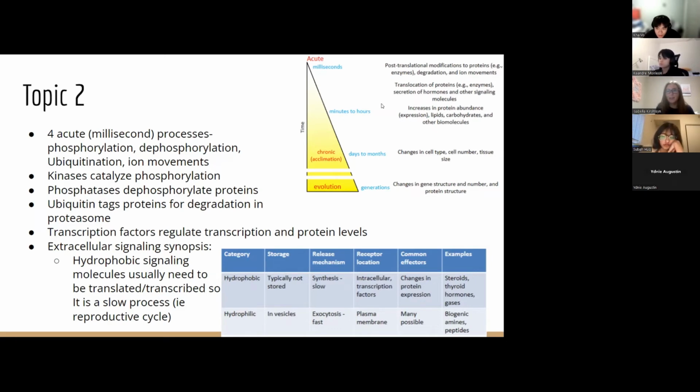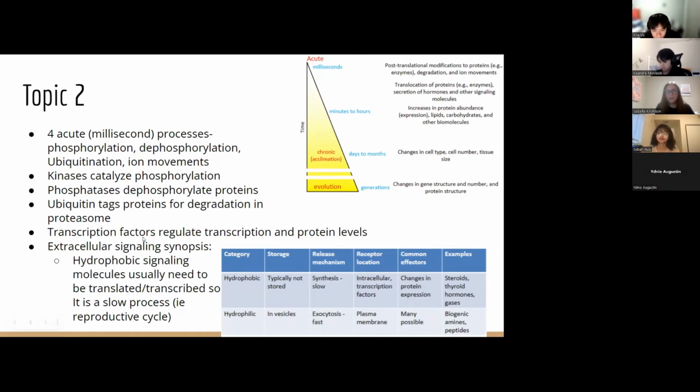And then minutes to hours is to increase protein abundance, lipids, carbohydrates, and other biomolecules. Things that take days to months are changes in cell type, cell number, and tissue size, and then generations are gene structure, number, and protein structure. Kinases catalyze phosphorylation. Phosphatases dephosphorylate proteins, and ubiquitin tags proteins for degradation in the proteasome. And transcription factors regulate transcription and protein levels.